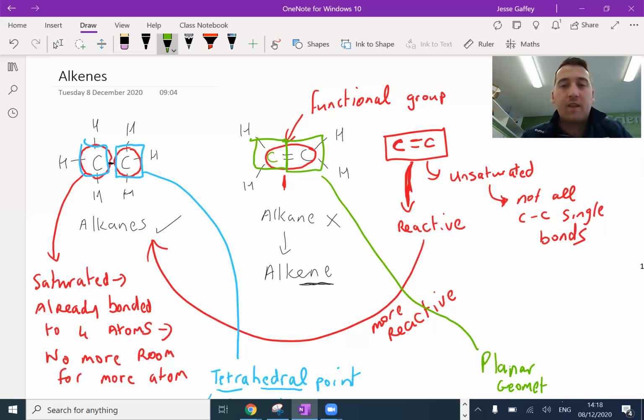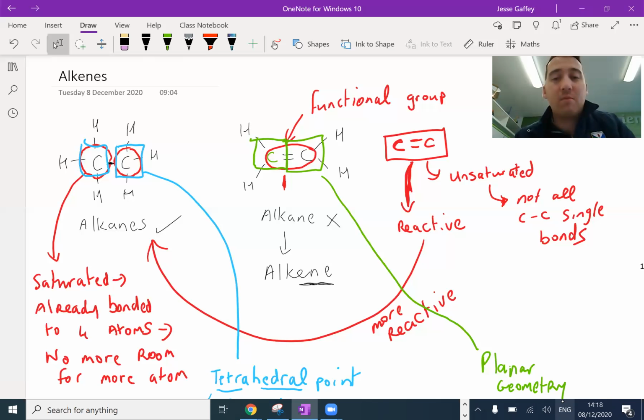Okay, so the big thing so far, let's quickly recap. Alkenes have a functional group C double bond C. That's a really important thing to remember. That's how you will identify if something is an alkene, if it's got a C double bond C. C double bond C means that the molecule is unsaturated, which means that there's not all carbon-carbon single bonds. It means there's a double bond present.